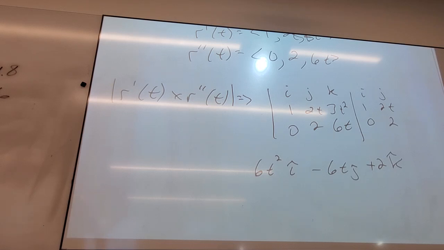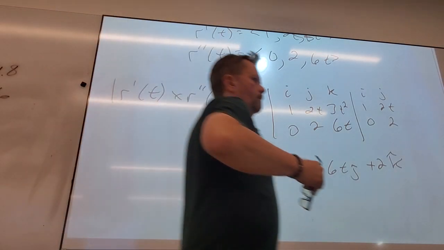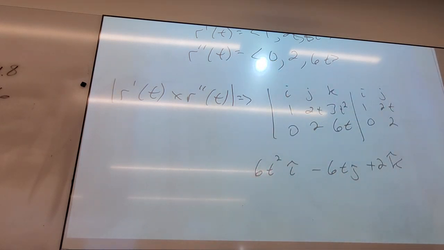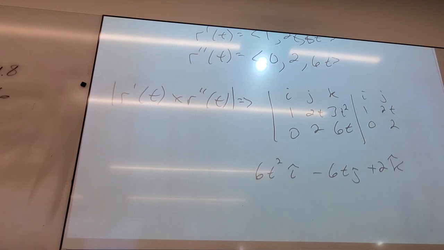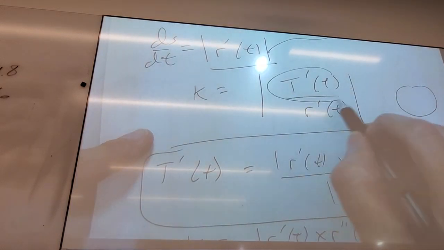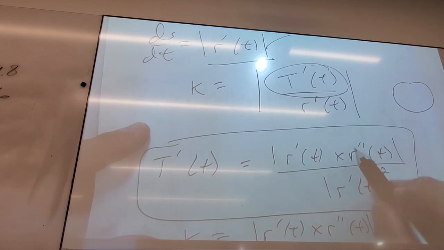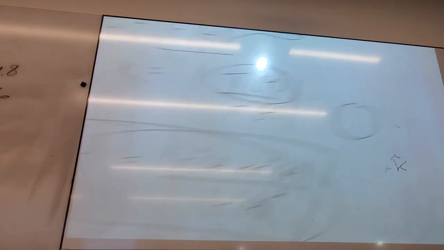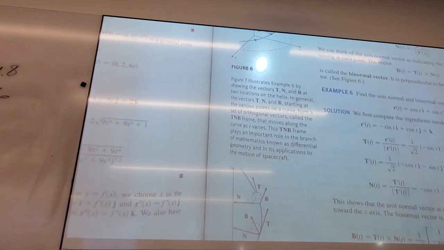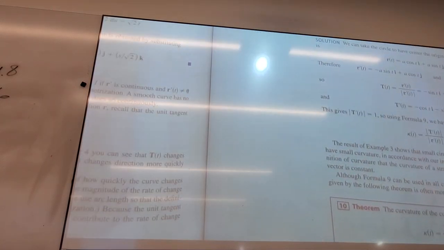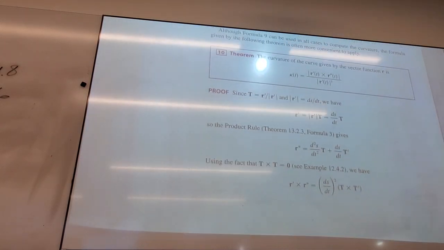I want to go a little bit back if you can. How did we get T prime, the big T prime, with the cross product? You mean right here, going from here to here? We didn't. You called me out. That's why I brought the book over. I could just write this proof down, but it's here already.